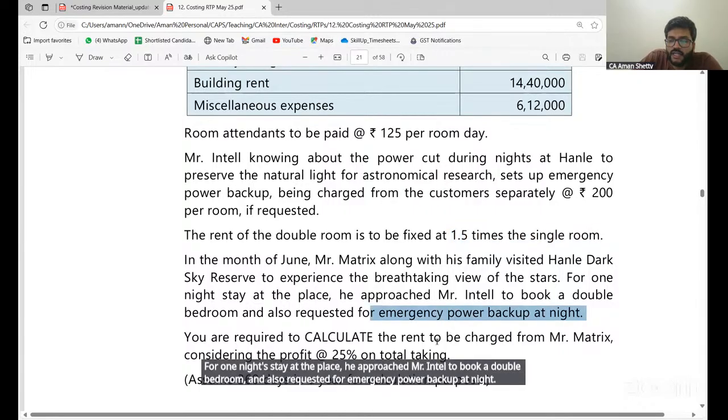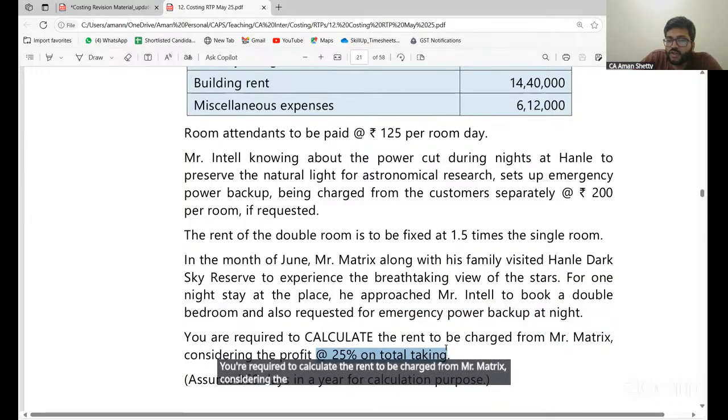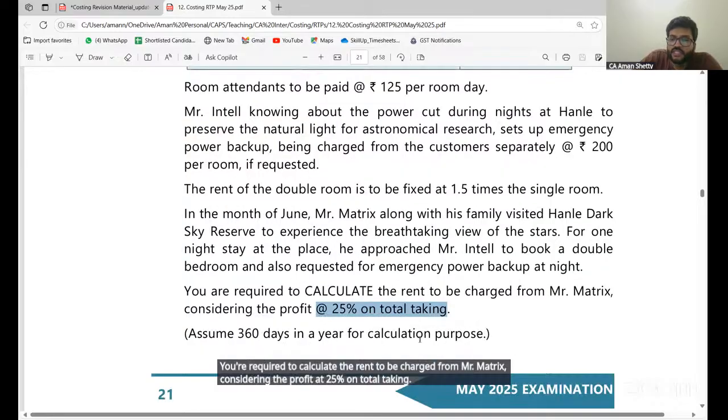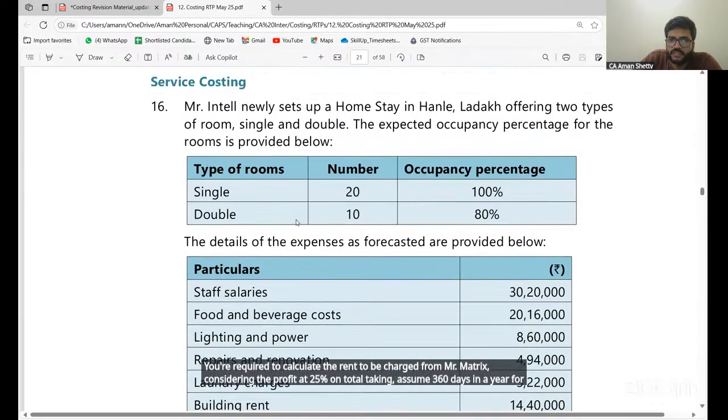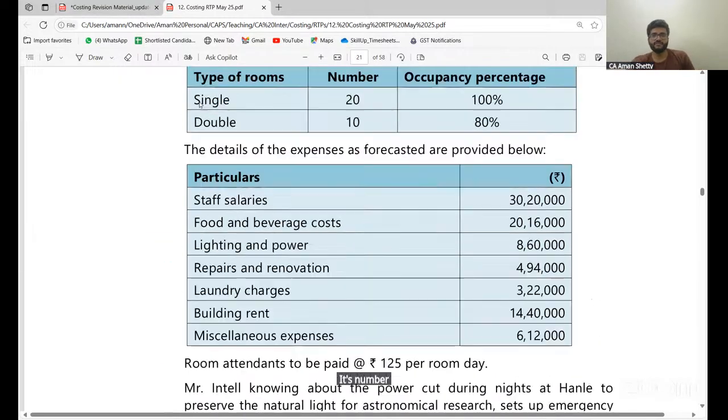You are required to calculate the rent to be charged from Mr. Matrix, considering the profit at 25% on total takings. Assume 360 days in a year for calculation purposes. Yes, page number 47.